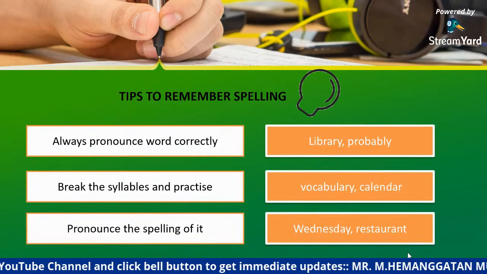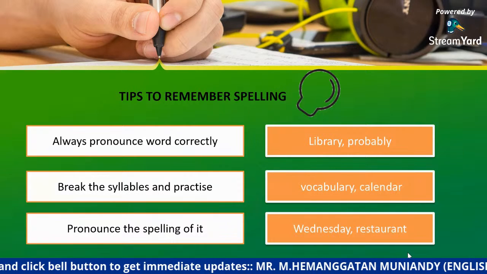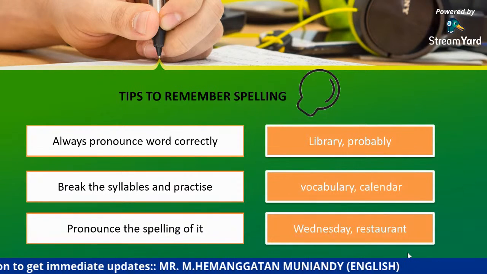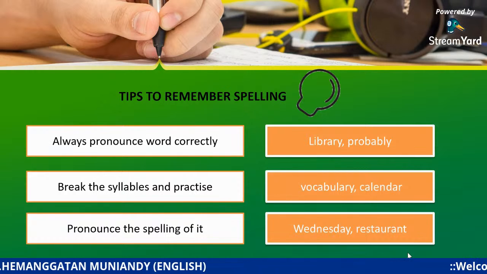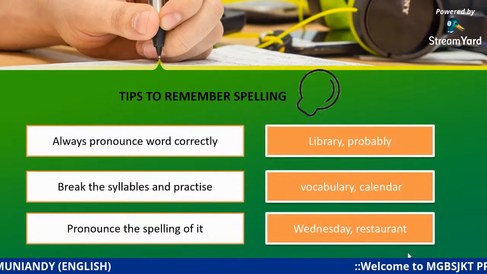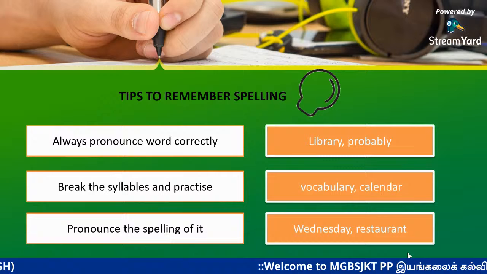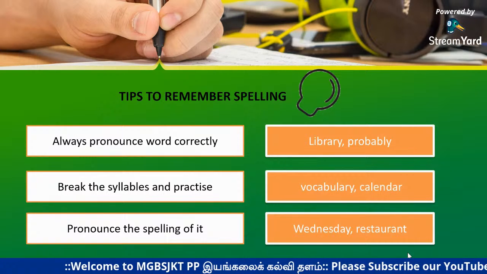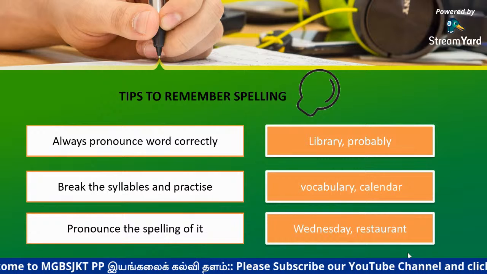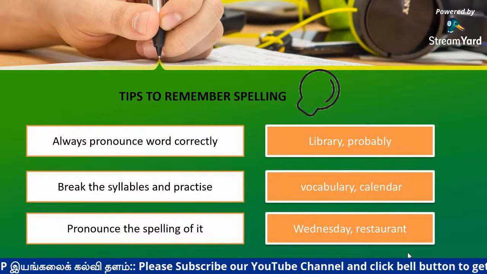But when you pronounce it, pronounce it correctly, Wednesday. Same goes for restaurant. When you write it, in your mind, say it res-tau-rant. Even I used to use it when I was like you, in primary school. Is that clear? All right.